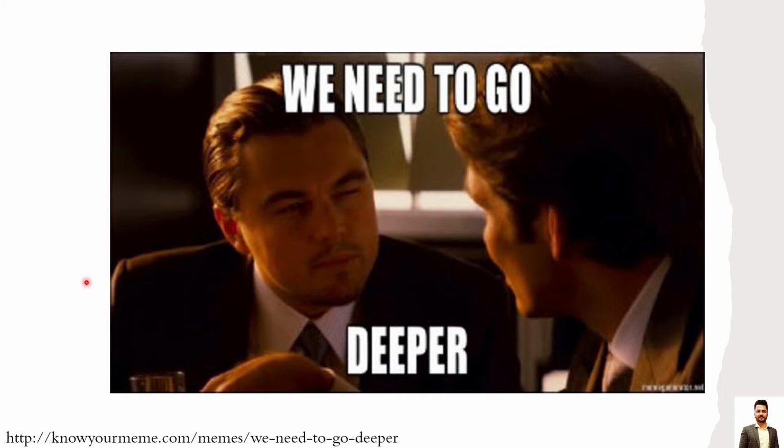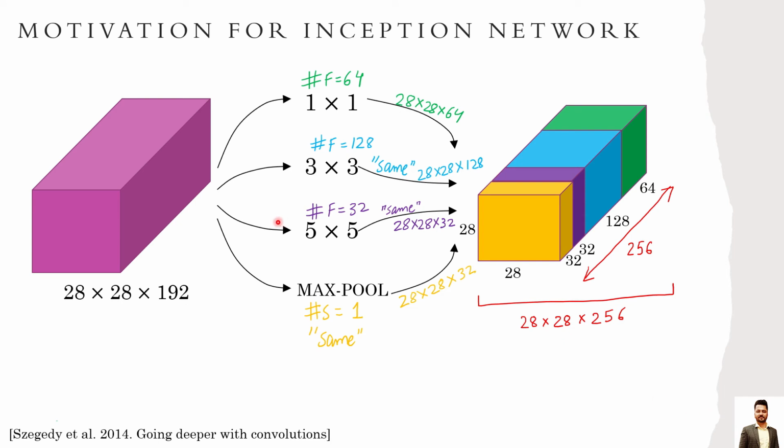deeper in convolutions. So let's say that we have this image of 28 cross 28 cross 192 size, and we are applying three different filters and one max pool layer. Initially we are applying 1 cross 1, then 3 cross 3 filter and also 5 cross 5 filter, and then the max pooling. The number of filters in 1 cross 1 is 64, so this will fetch us a size of 28 cross 28 cross 64, which can be seen here as the green cuboid.